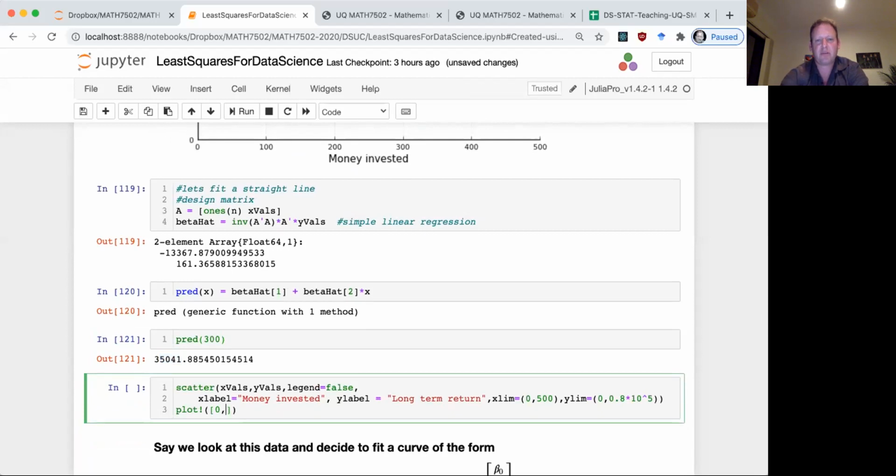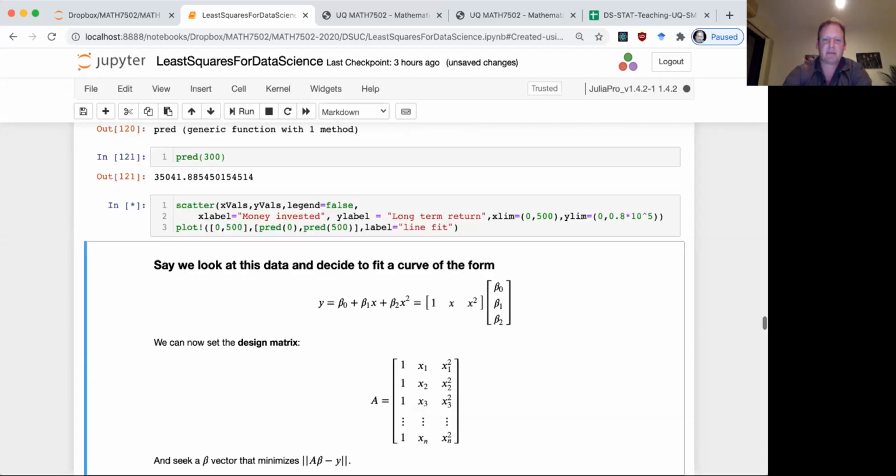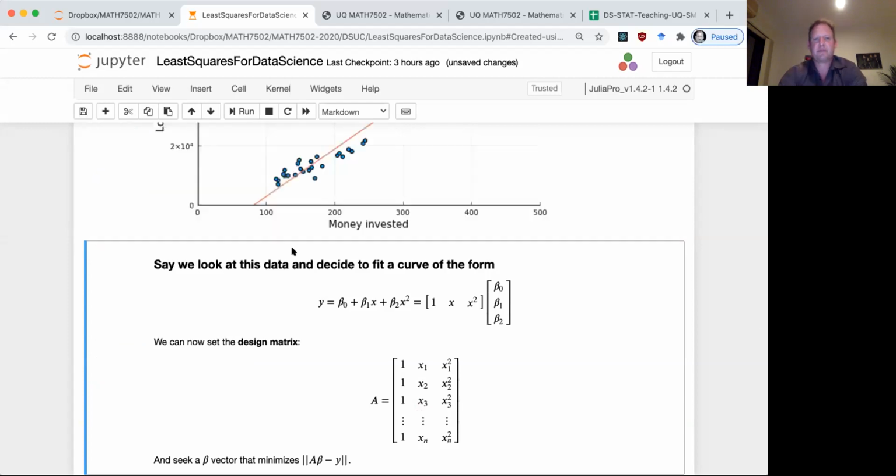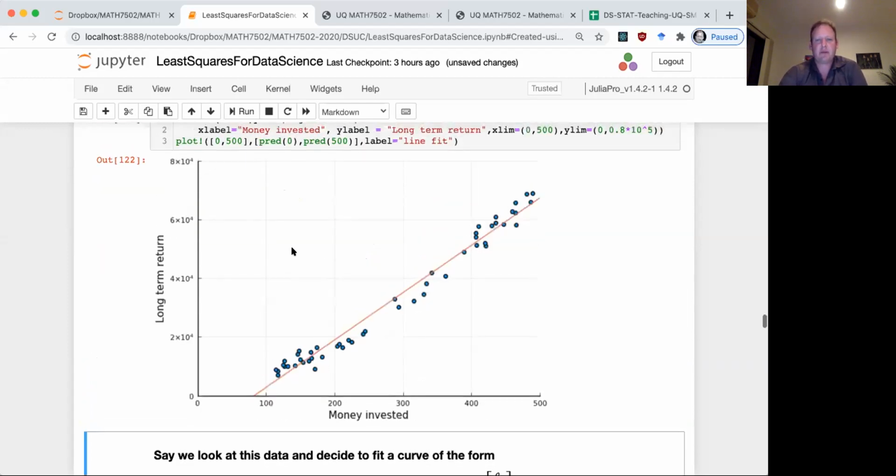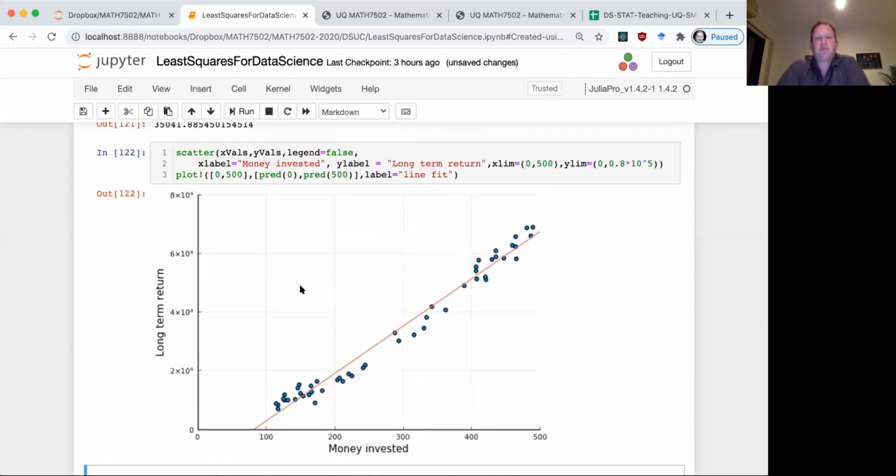Okay. So now when we plot, let's do 0. The coordinates will be 0, 500, and pred of 0, pred of 500. I think that should work. And label equals line fit. So let's see if that works. Yeah, there we go. So here we fit a line through this cloud of points.